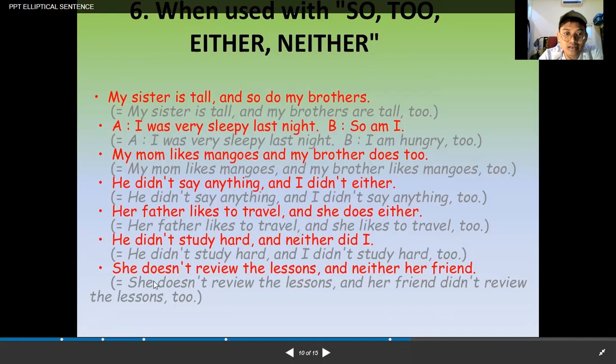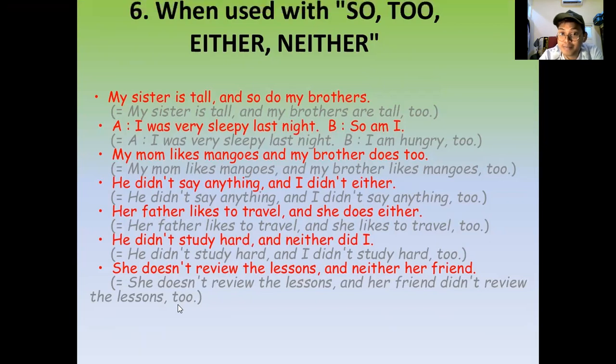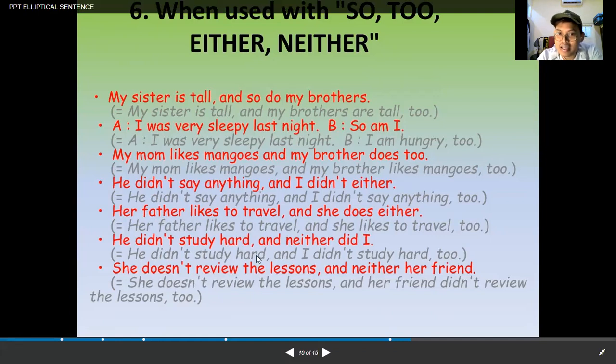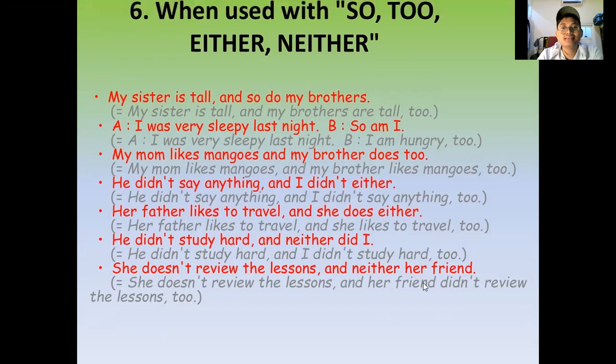Okay, this is the last line. She doesn't review the lessons, and her friend didn't review the lessons too. This is too long because they have the same verb and object, right? You can use neither in this case because both subjects didn't do it at the same time. I mean, in the same situation. So you can say, she doesn't review the lessons and neither does her friend. Okay, I think that's clear.